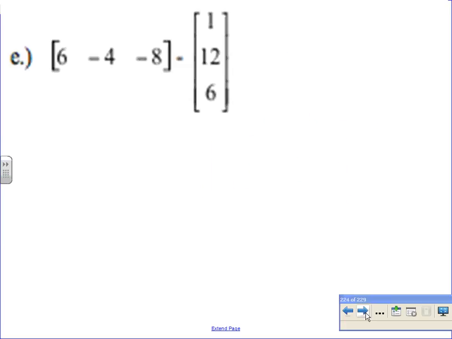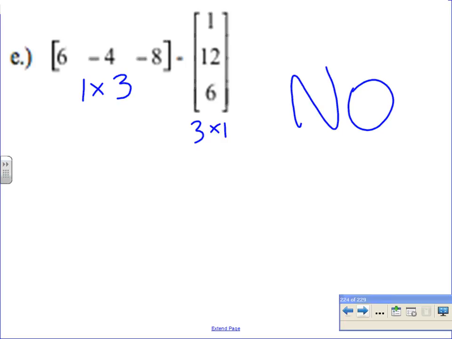Okay, letter E. I didn't have you guys do that one. So my first question to you is, what are the dimensions of the first one? What's the dimensions, Matt? Good, 1 by 3. What are the dimensions of the second one? Zach? Good, 3 by 1. Are the dimensions of the matrix the same? No. Can you subtract them? No. Cannot do, the dimensions are different.